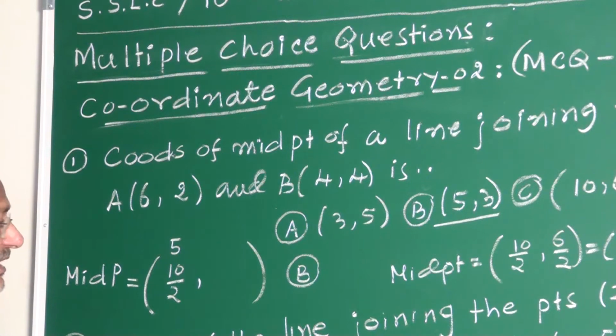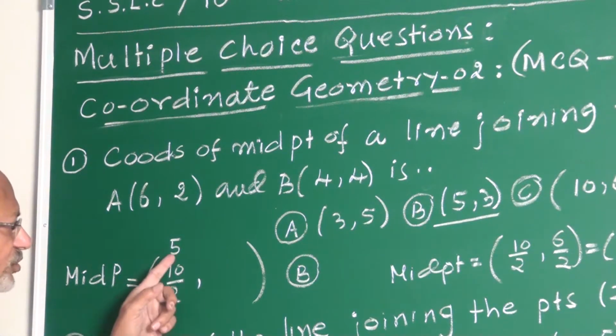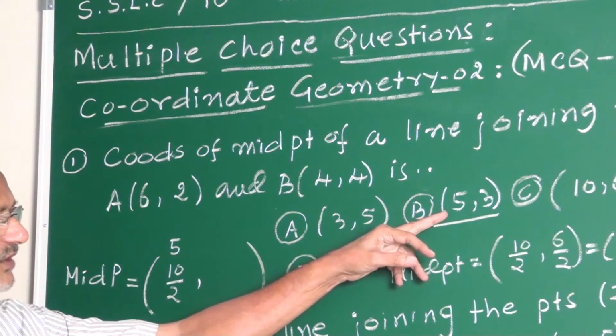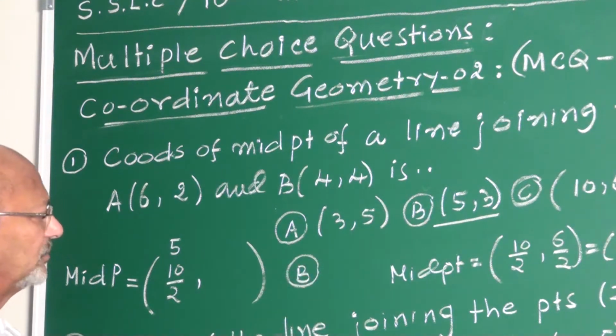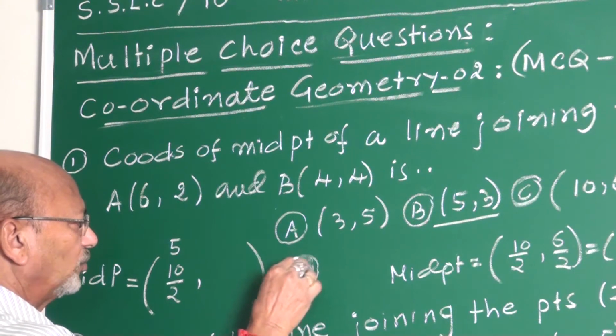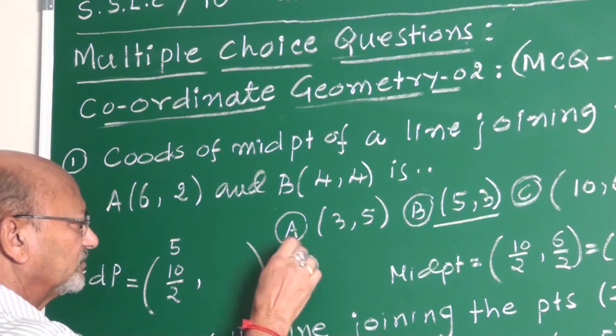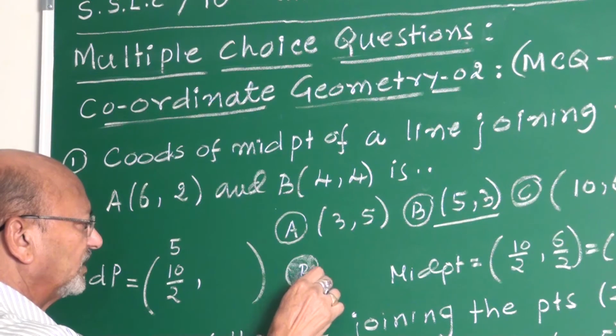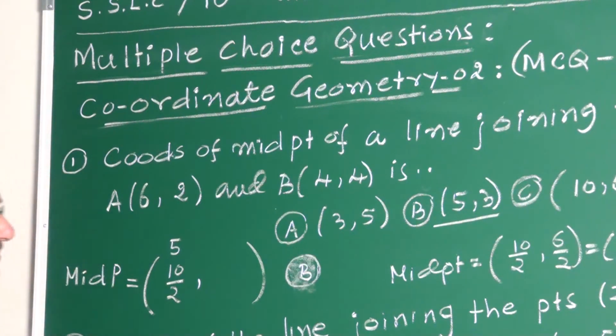Understood, my friends? Don't even write 5. 10 by 2 is what? 5. Wherever that 5 is there, you mark it with an enclosed circle, my friends. This is B. Yes, my friend, this is the first question.